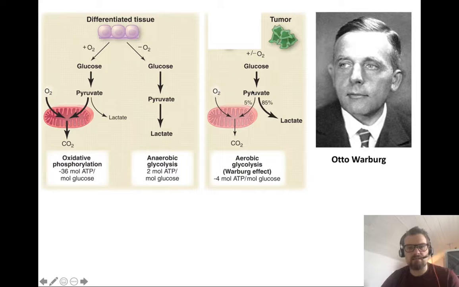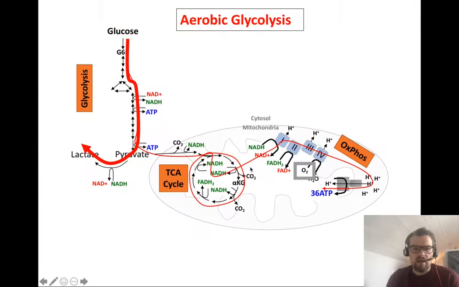and tumors seemed to be making lots of lactate despite the fact that there was plenty of oxygen, and he termed this aerobic glycolysis. So, converting the majority of glucose to lactate despite the fact that there's plenty of oxygen. That's why it's called aerobic as opposed to anaerobic glycolysis. And it turns out, what's the benefit of this? So this is basically what it is.